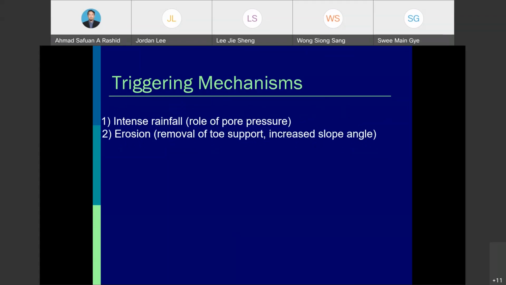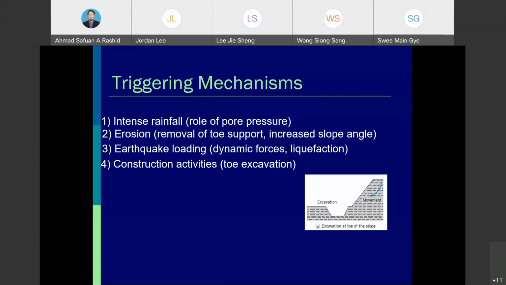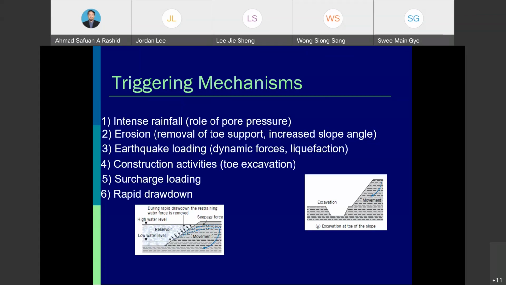Okay, so the triggering mechanisms: intense rainfall, high or poor water pressure, erosion, removal of support, increased slope angle, earthquake loading, the dynamic force, liquefaction, and construction activity, if we construct at the toe or the excavation is carried out at the toe. Surcharge loading, if additional load is put on the top of the slope. Rapid drawdown, due to a sudden difference in water level, especially in the reservoir or on an earth dam structure.